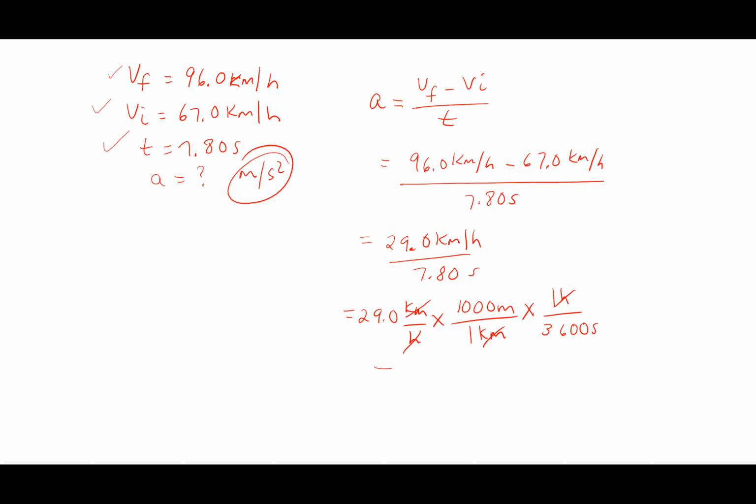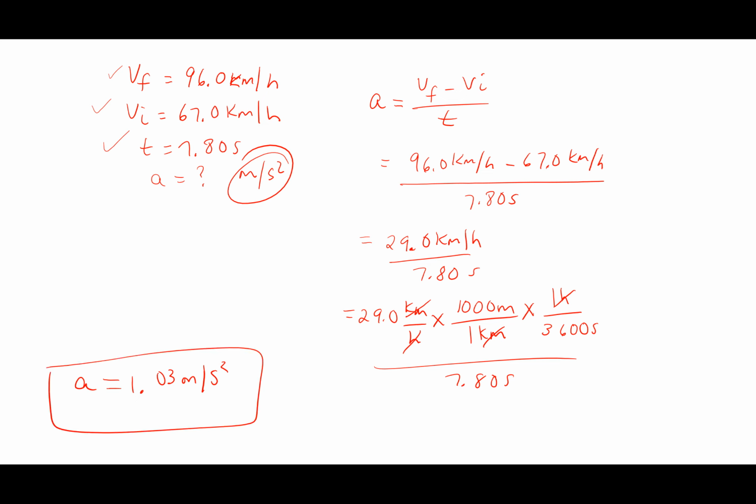So now that'll give us meters per second. And all of that is going to be divided by 7.80 seconds. So we do that, we end up with 1.03 meters per second squared for our acceleration. Okay? So if you need to stop it here and work that problem and make sure that you can do that, that'll be great. But this gives us our meters per second, and then this is per second, so it's going to be squared. Alright.